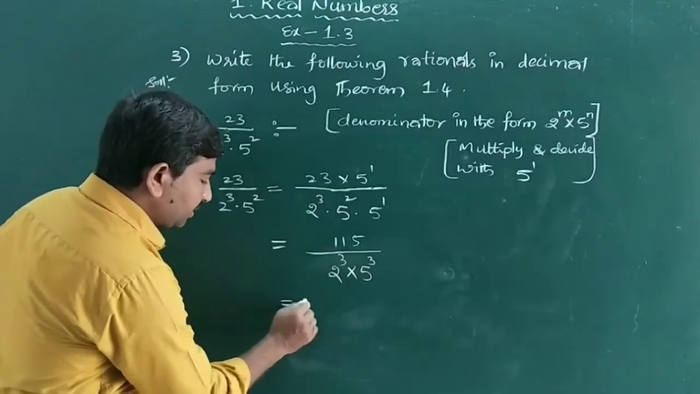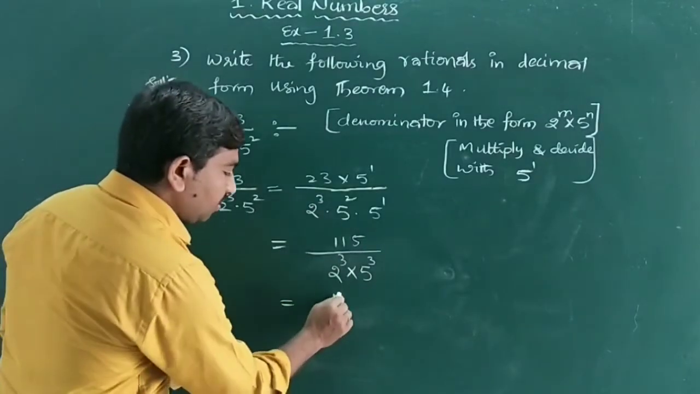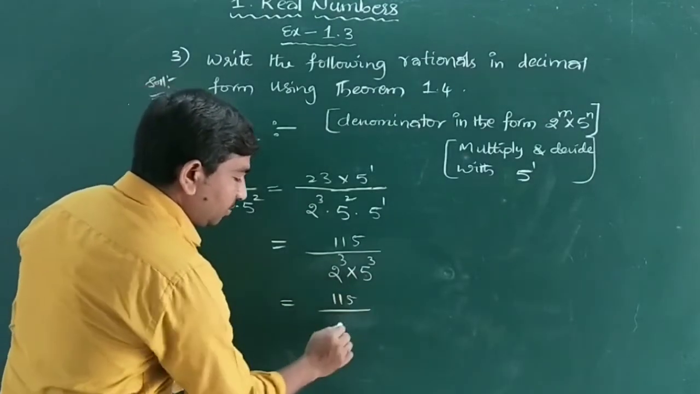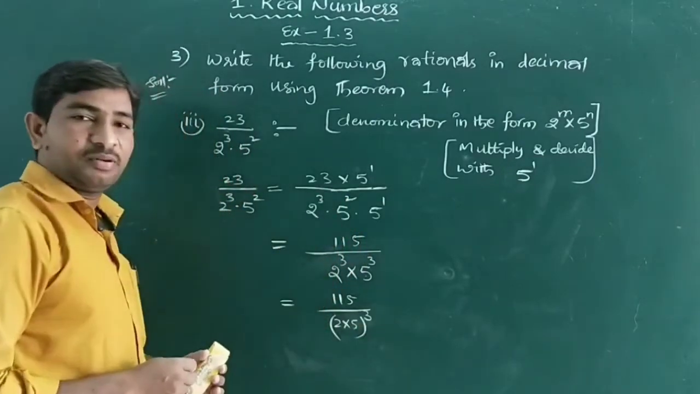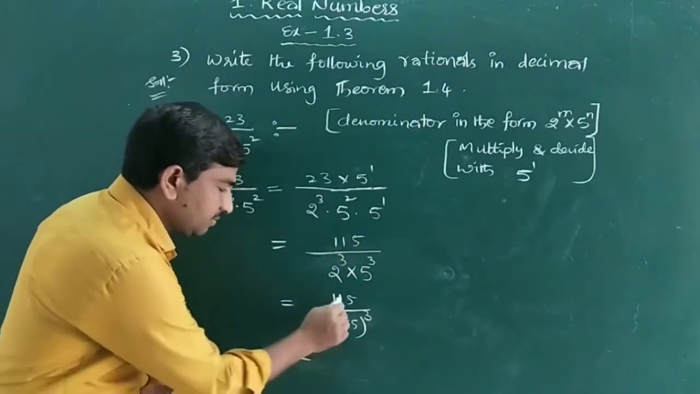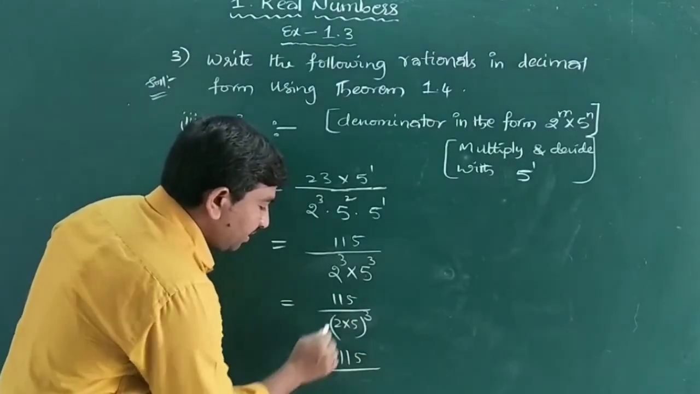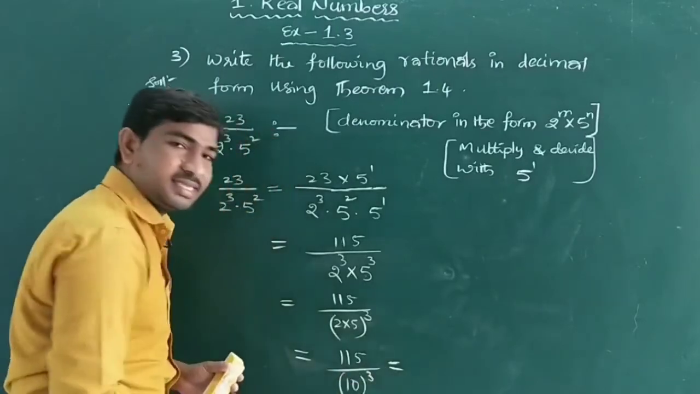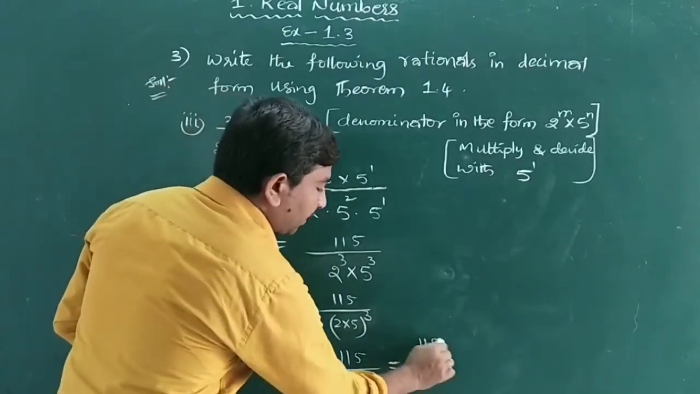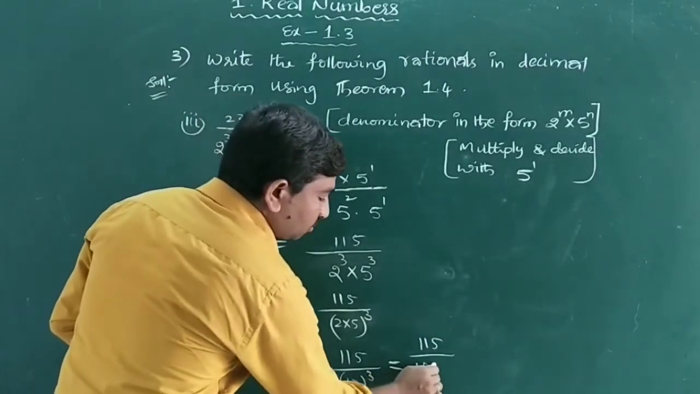Then we can convert this into the decimal fraction form: 115 by 2 into 5 whole power 3. The value of this is 115 by, 2 5s are 10, 10 power 3. So 115 by 10 cube means 1000.